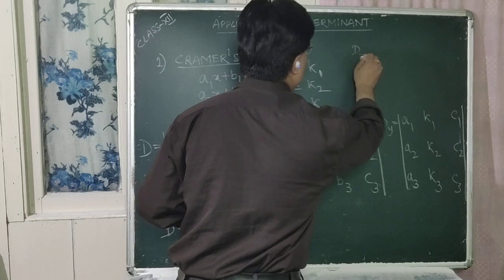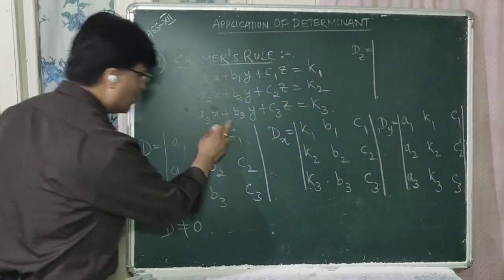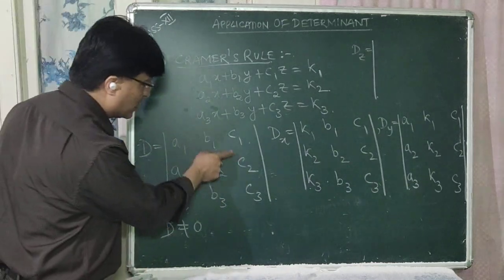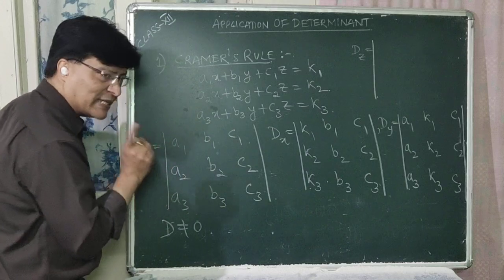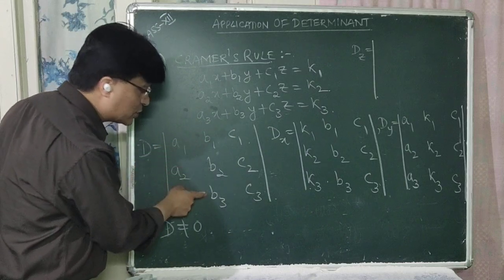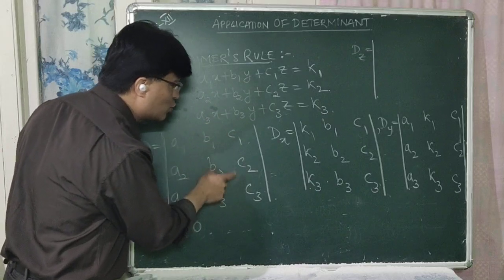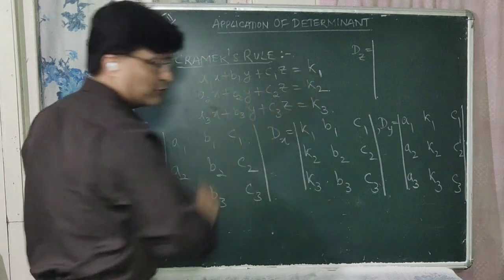Let us write it here. dz. So dz means, which column are the coefficients of z in this case? c1, c2, c3. Now this first column remains the same. The second column also remains the same. But this third column c1, c2, c3 should be replaced by what? This constant k1, k2, k3.